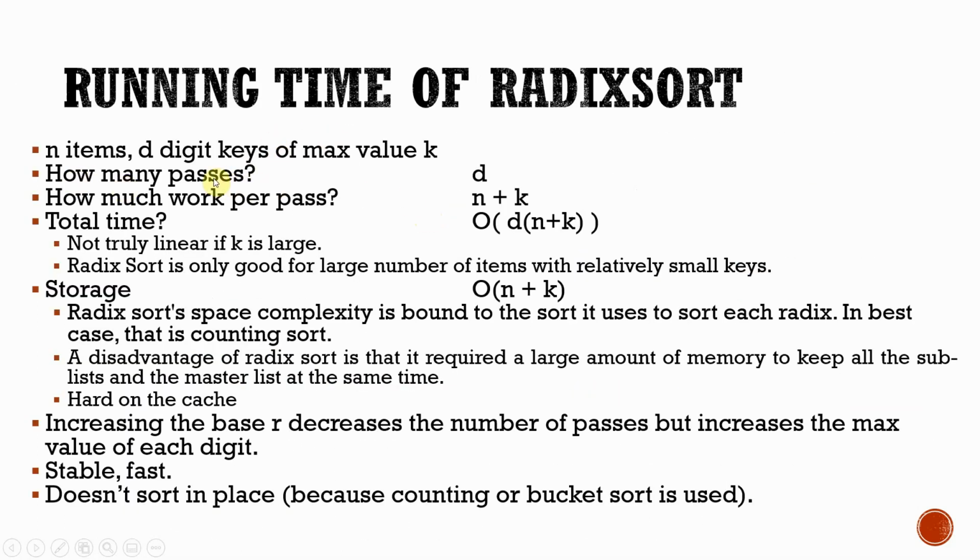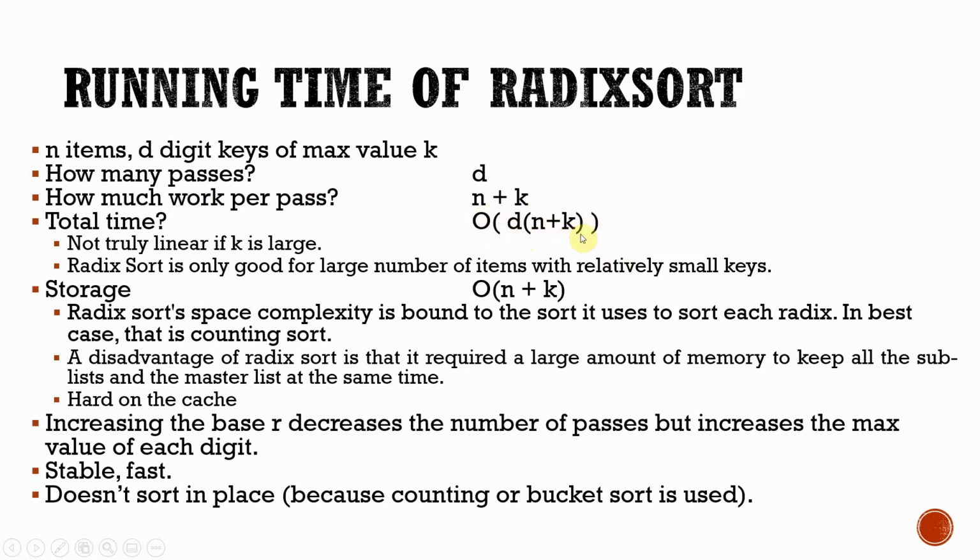How many passes do we need? We have to do it for every digit, so we have to do it in d passes, from the least significant digit to the most significant digit. How much work per pass? Because we are using counting sort or bucket sort, we saw that to do counting sort for n elements with a range of k values, the time complexity is n plus k. So the total time needed is d times n plus k, order of d times (n plus k).